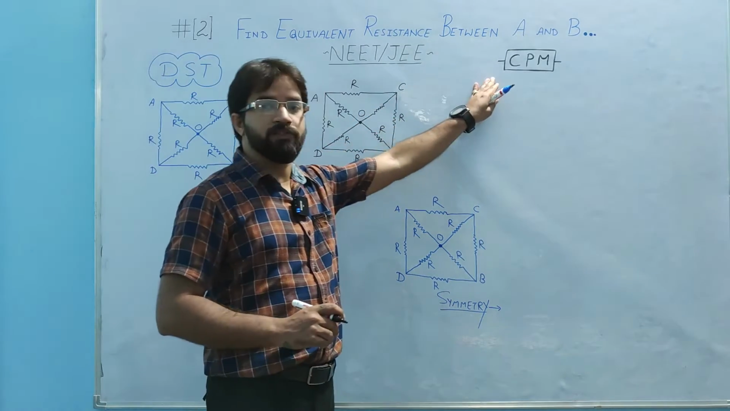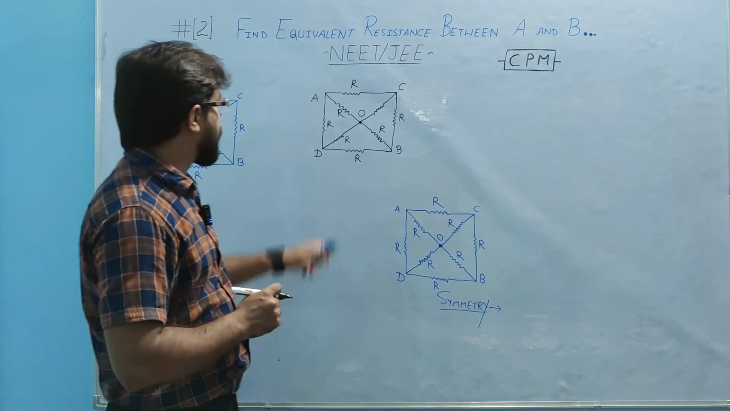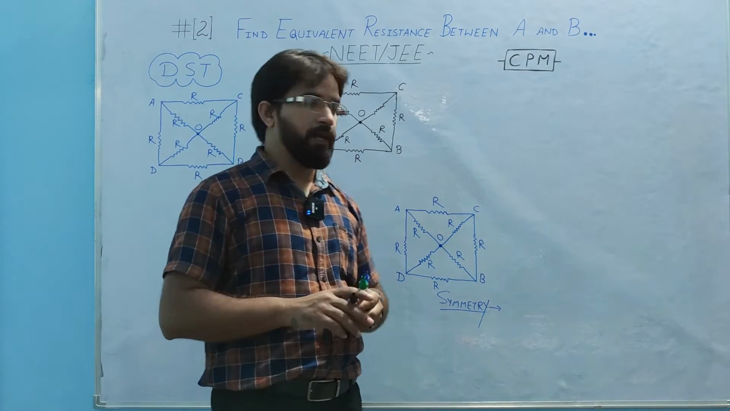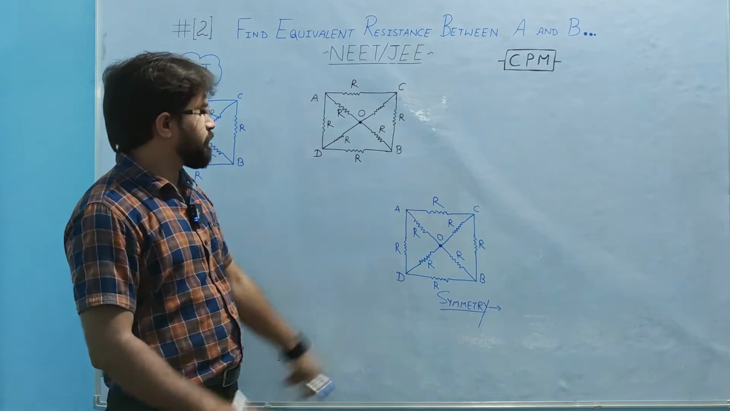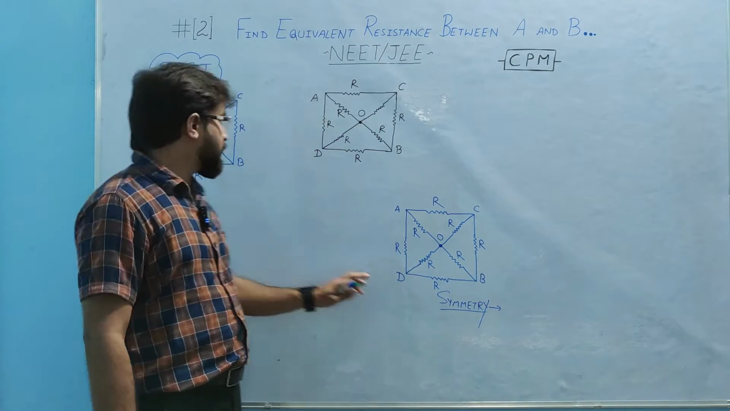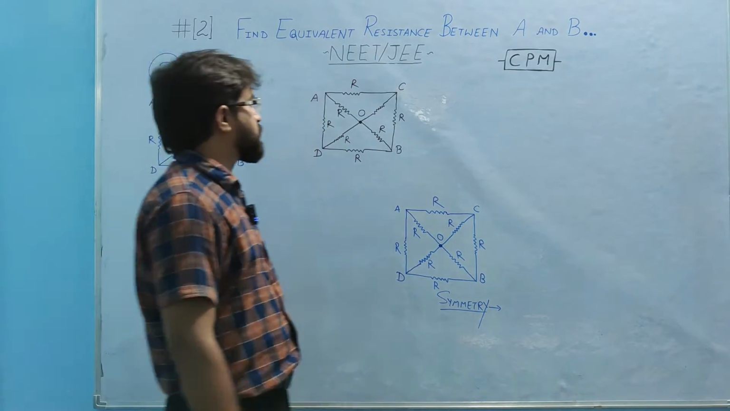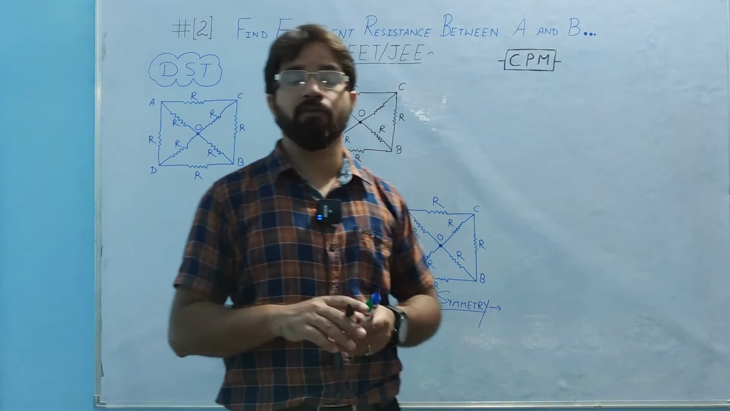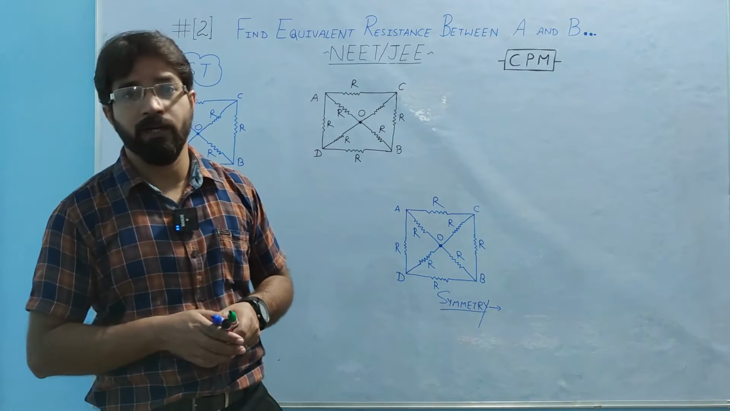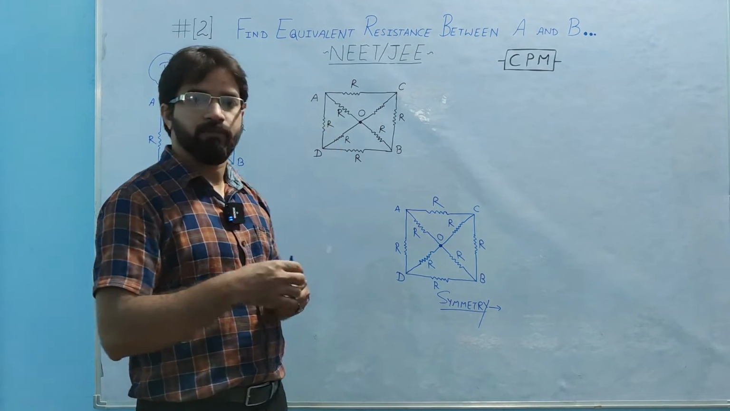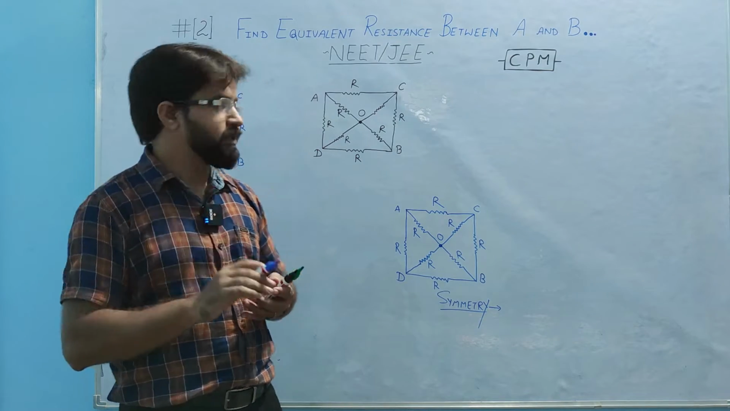My favorite CPM, common potential method, I'm going to apply in this and find the equivalent resistance between A and B. This is point A, this is point B, and this same question we are going to do by symmetry, and by DST, delta star transformation. In our previous video we have talked so much about CPM, delta star and the symmetry. So today I will apply and you people will see.